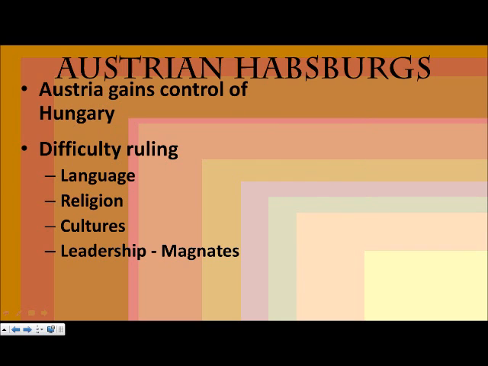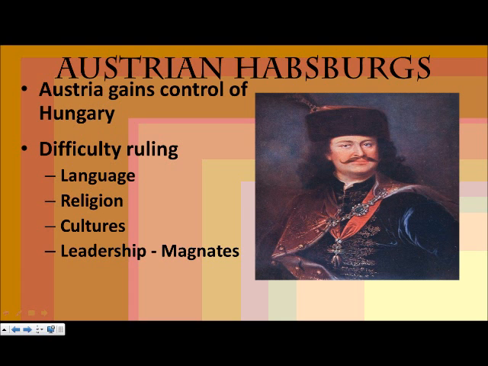Austria is used to having a single centralized leader, but in Hungary, they worked on a system of nobility, and they're called the magnates. So the magnates are the Hungarian nobles, and they really are the ones controlling local regions. They don't have a single central ruler. And these nobles are not going to be interested in giving up power to a king.